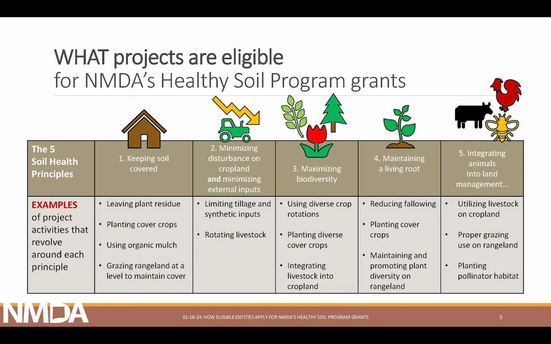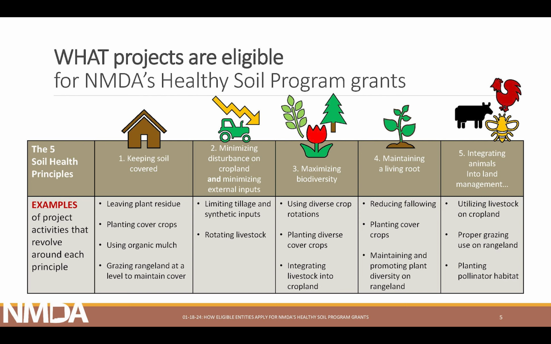So just to give you a few examples of what those principles look like when they're actually in practice, what's the agricultural conservation practice that would actually implement those principles? In terms of keeping soil covered, an easy one, planting cover crops. And that's a popular project that we fund through NMDA's Healthy Soil Program. Principle number 2, that minimizing disturbance idea and minimizing external inputs, a really good way to implement that principle is to limit tillage and synthetic inputs.